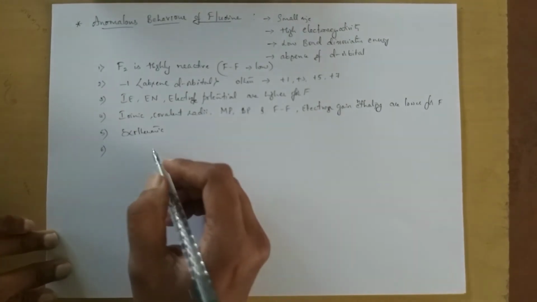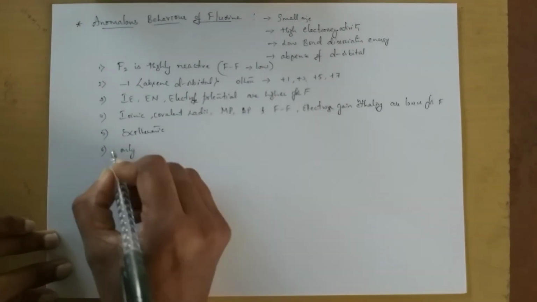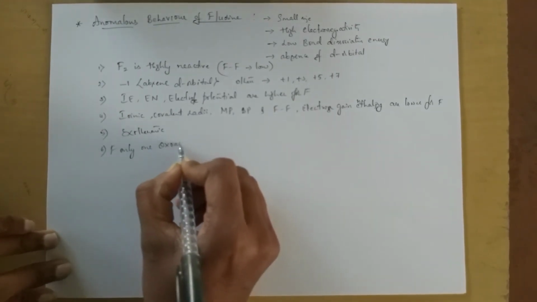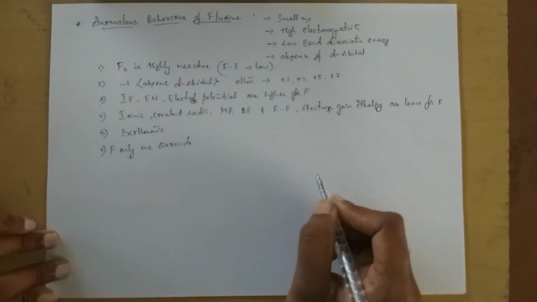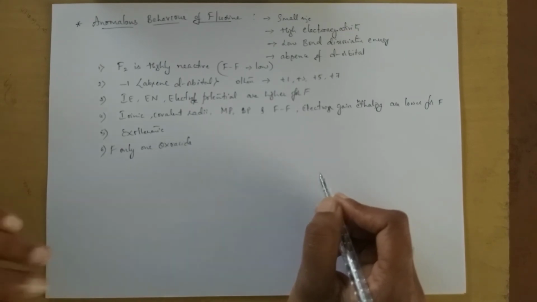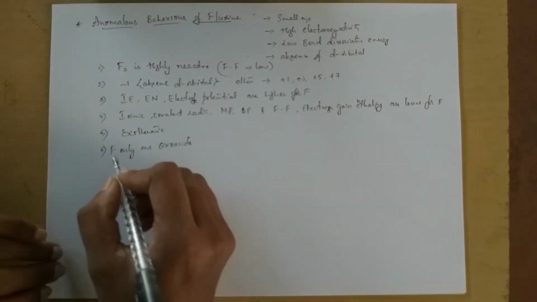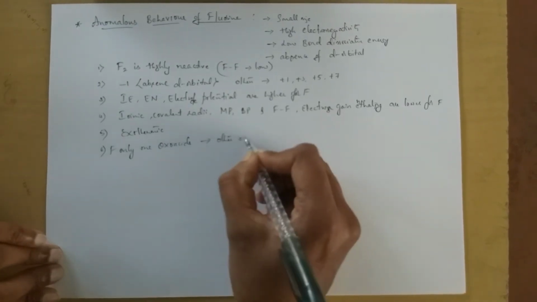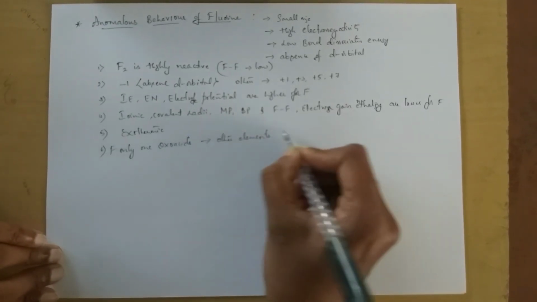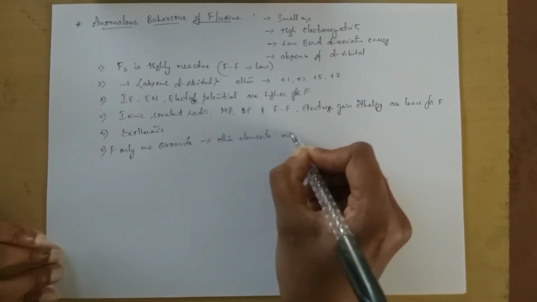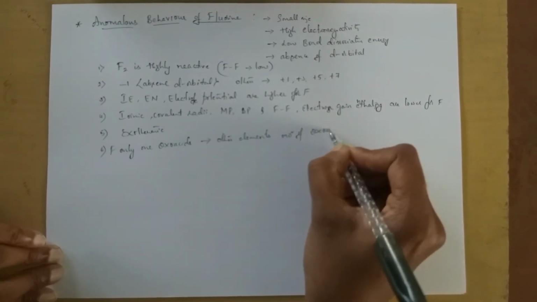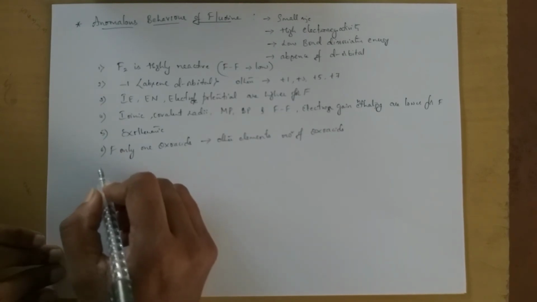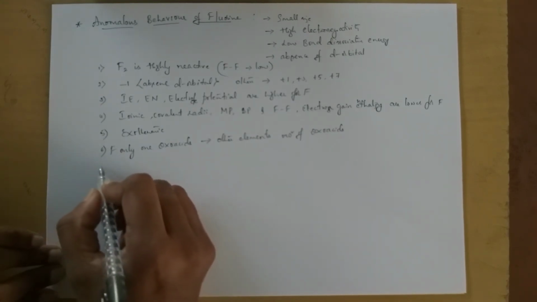Then fluorine forms only one oxo acid. Okay na. Fluorine exhibits only one oxo acid, whereas the remaining elements exhibit more than one oxo acid. Okay na, ಜಾಸ್ತಿ number of oxo acids exhibit ಮಾಡುತ್ತೆ, that is bromine, chlorine, iodine.